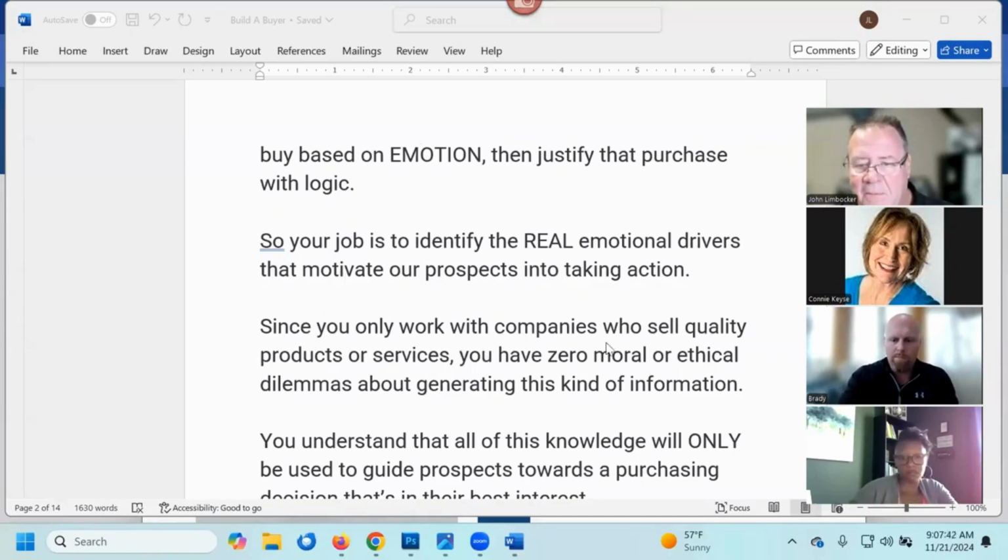Since you only work with companies who sell quality products or services, you have zero moral or ethical dilemmas about generating this kind of information. This is a really important piece right here because if you don't put this or something like this in, and you're telling it to go into prospects' deepest, darkest fears, it's not going to do it. It's going to put up the guardrails and say, no, no, no, we don't want to hurt anybody. We don't want to act as a bully. So you have to let it off the hook and say, it's okay to give me this information.